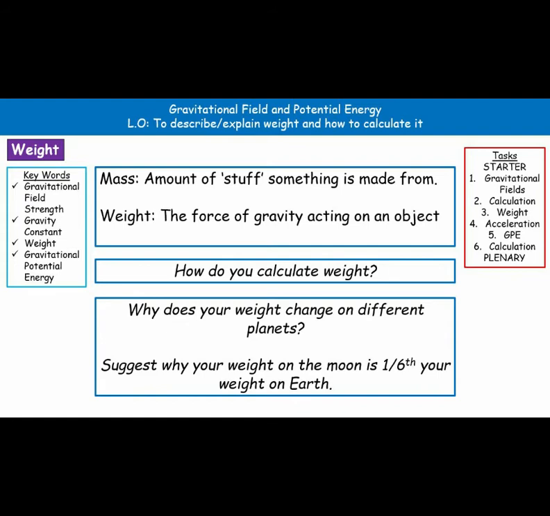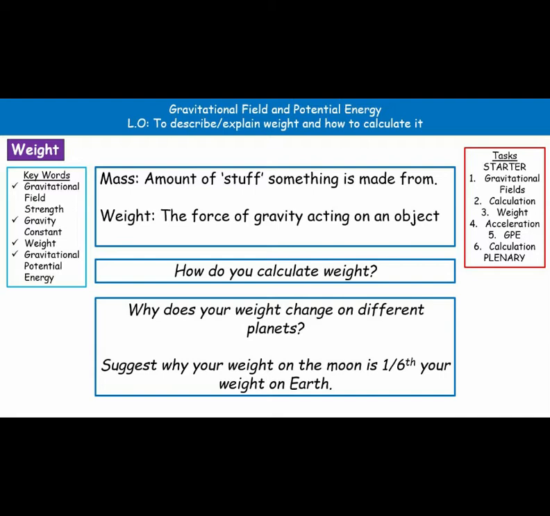So hopefully for mass, you've got something along the lines of the amount of stuff that something is made from. So it's the amount of physical material that something is made from. Whereas the weight is the force of gravity acting on an object's mass. Now, another couple of questions for you to have a go at just underneath. If you haven't got those definitions, obviously do correct them. And then I want you to have a go answering those questions in your book.